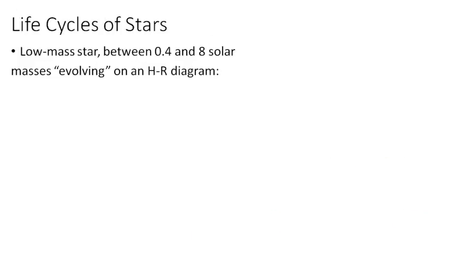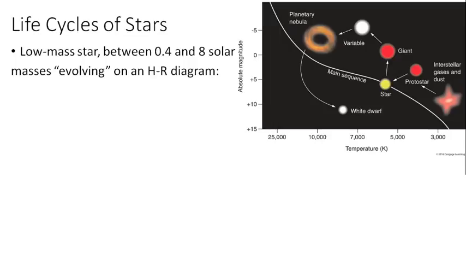So let me look at my notes here. Yes, here we have a diagram to show you how this works. Here's the HR diagram, and we're starting with low mass stars. So notice here, this could be our sun. It's a nice yellow star, midway on the main sequence on an HR diagram.